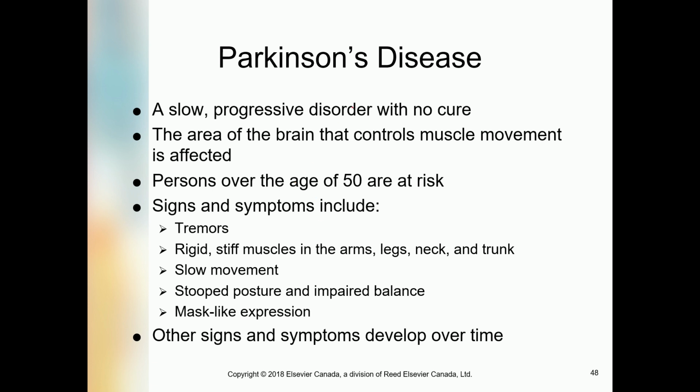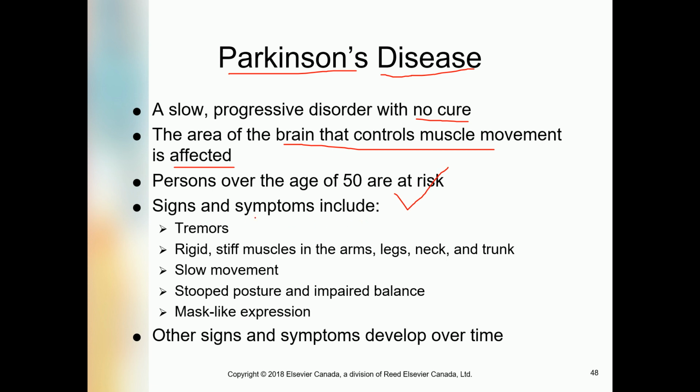Another we are discussing is Parkinson's disease. Dr. Parkinson discovered this disease, and the disease is named after him, Parkinson's disease. Have you seen anybody having Parkinson's disease? People who are shaking the hand, this type of sign and symptom. A slow progressive disorder with no cure. No cure. The area of the brain that controls muscle movement is totally affected by Parkinson's disease. Persons over the age of 50 are always at higher risk.